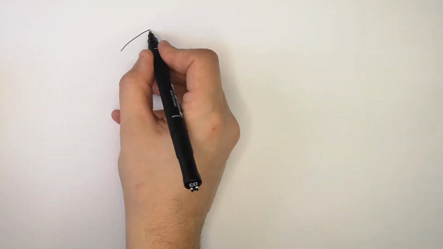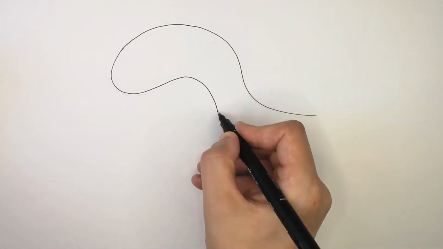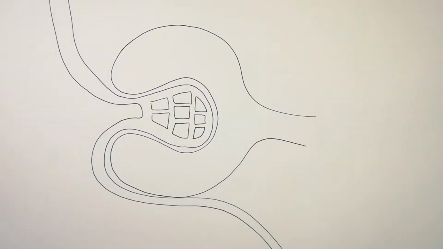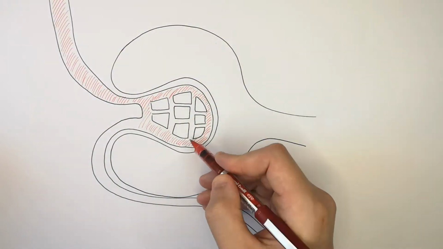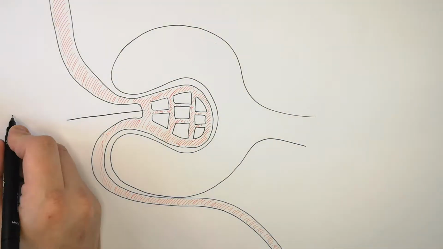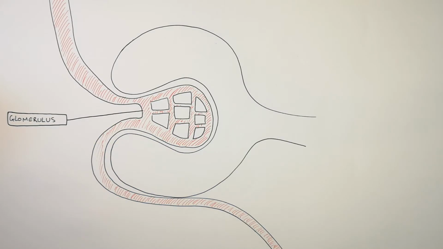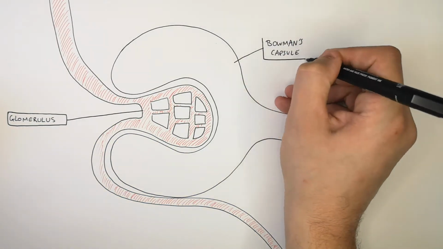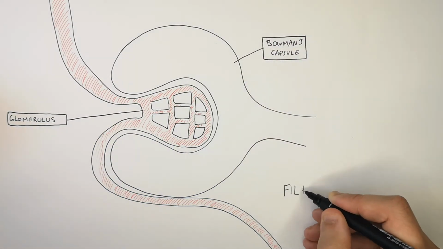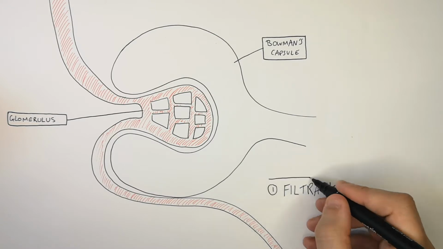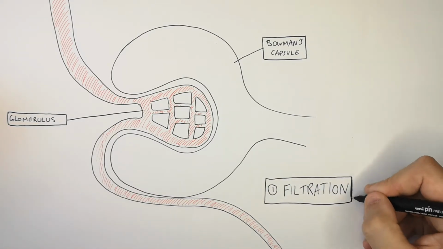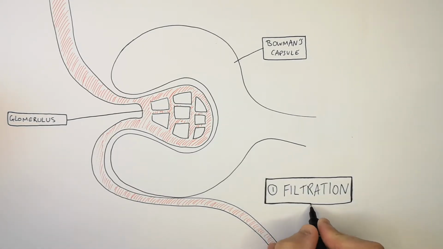I'm now drawing the Bowman's capsule of the nephron. This is the Bowman's capsule. And inside the Bowman's capsule is a series of capillaries called the glomerulus. So the glomerulus is a series of capillaries that surround the Bowman's capsule. And it is this part of the nephron where filtration occurs. The process of filtration occurs between the glomerulus and the Bowman's capsule.